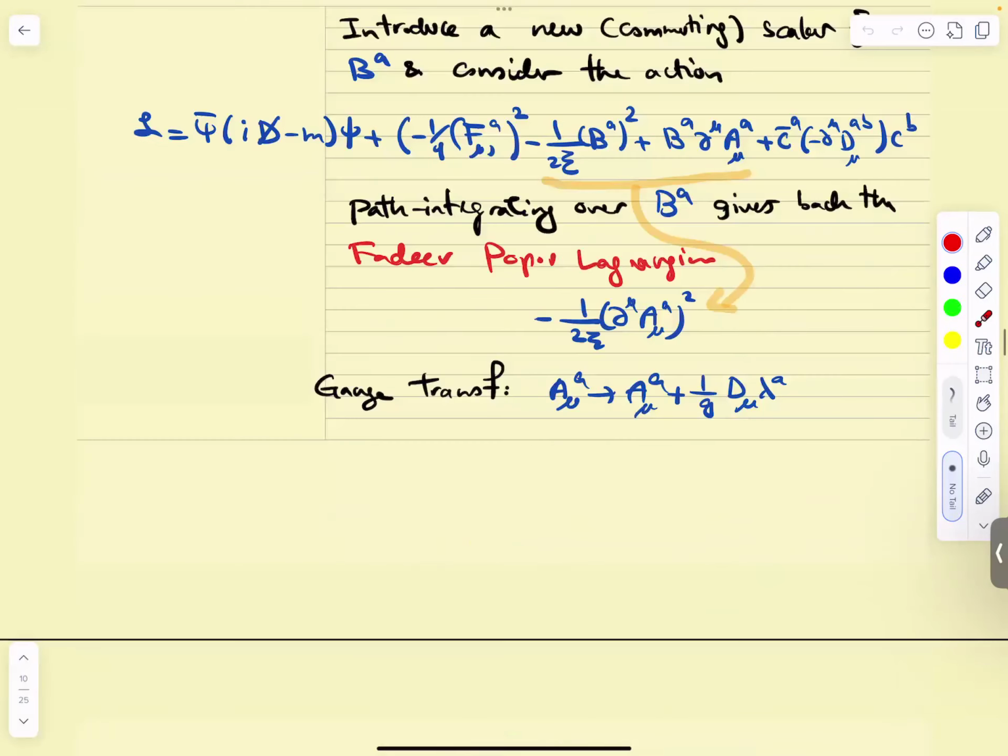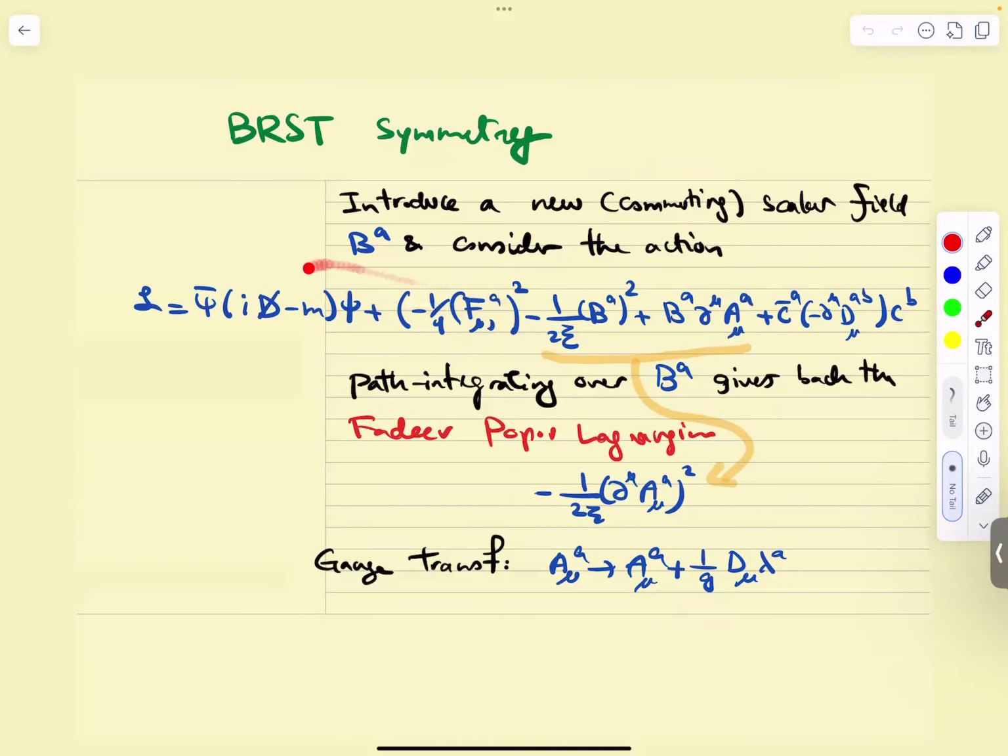So these two terms are obviously invariant. There's this term. What is the transformation of this term? 0. B A doesn't transform. So the last two terms are the only things that we need to worry about. As a matter of fact, all that action is designed in such a way that the transformations of these two terms cancel. The transformation is designed precisely with this goal.